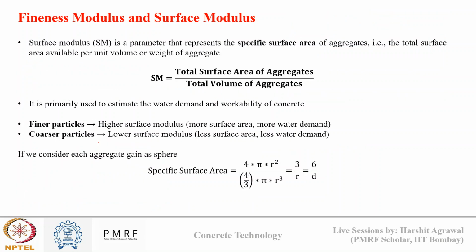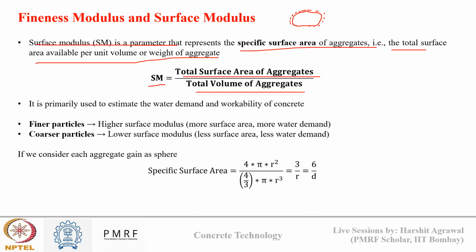And then there is surface modulus. Surface modulus is a parameter which determines the specific surface area of aggregate. Suppose this is my aggregate, then what is the surface area of my aggregate? It is defined by surface modulus: the total surface area available per unit weight of aggregate. Surface modulus is nothing but the total surface area of aggregates upon the total volume of aggregate.